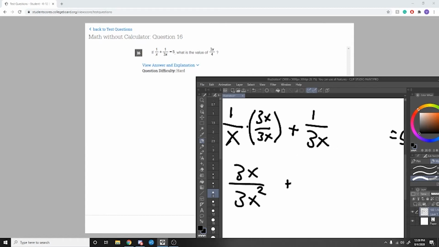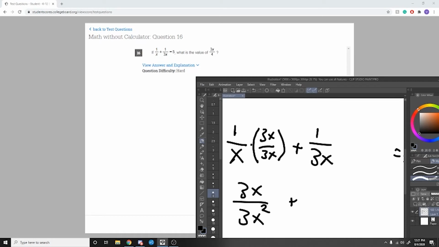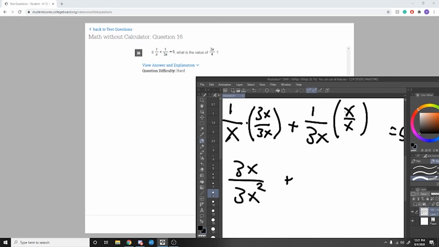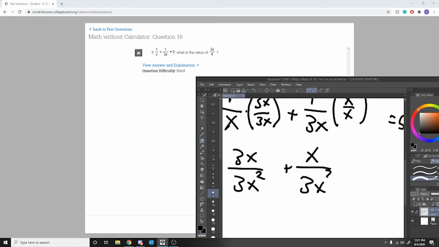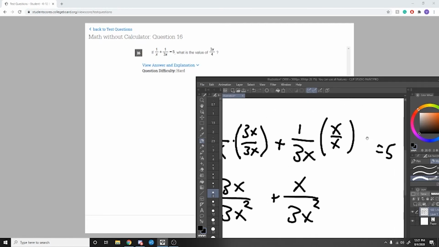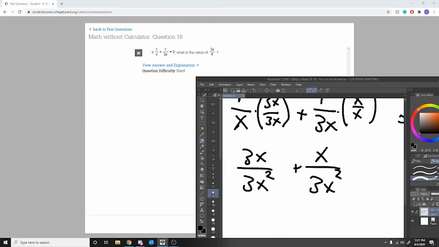Now let's do the right one. We do the same thing, because the denominator is x, it will be x over x. Multiply that out, it'll be x over 3x squared. Now we don't have to multiply 3x or x to the other side of the equation, because like I said before, I'm multiplying by 1. I'm not adding any new values. These were already there. We're just manipulating them. And now they have the same denominator, you're able to add them together.